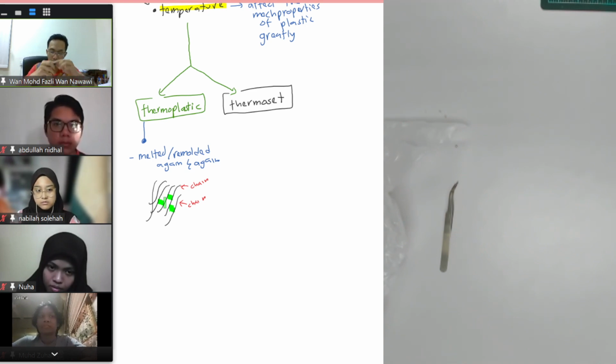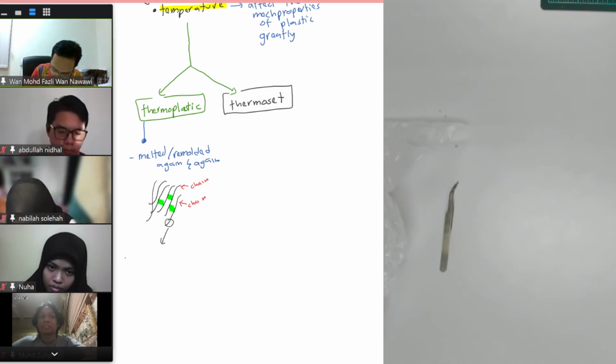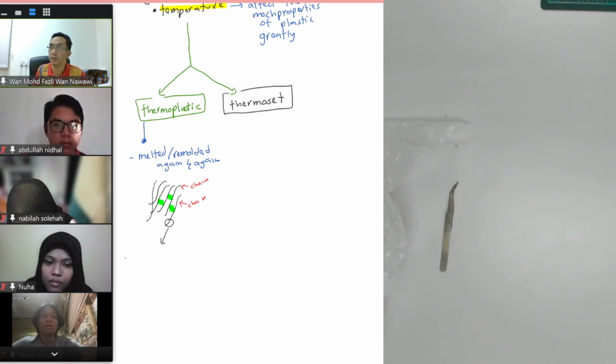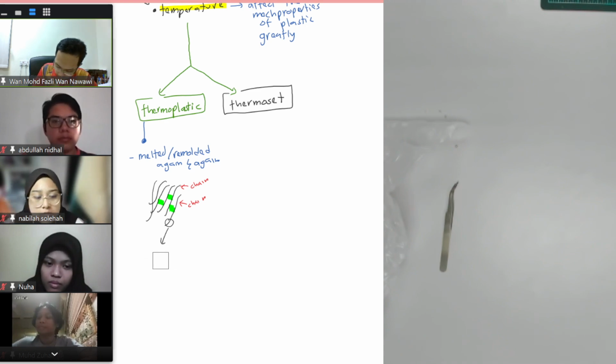What is attached to this plastic chain? If you look at this chain, for example, let's say polyvinyl chloride, you have something like this, and then you have this. Let me put a different color.